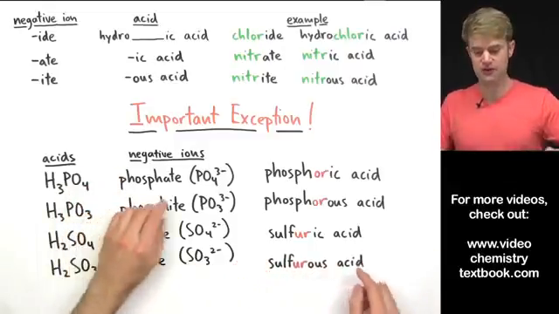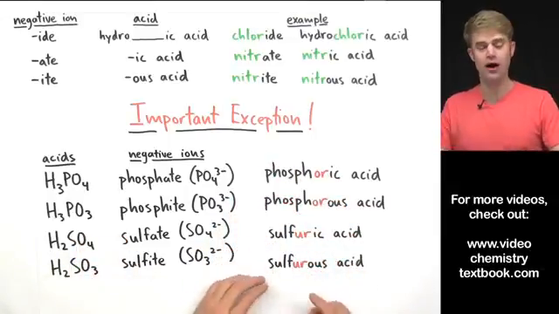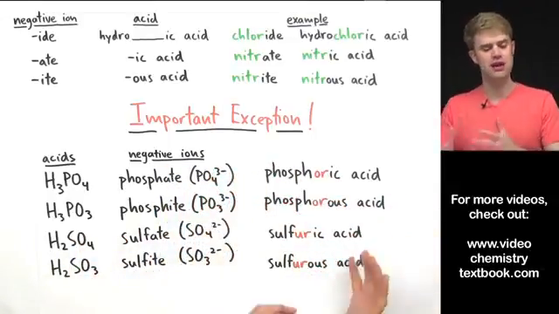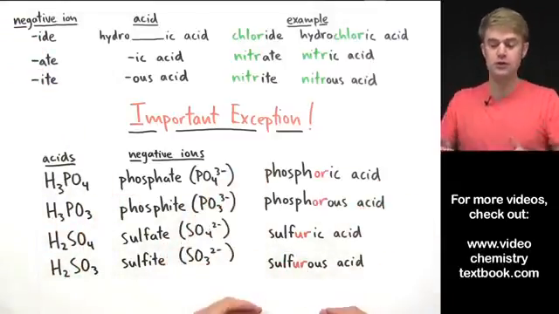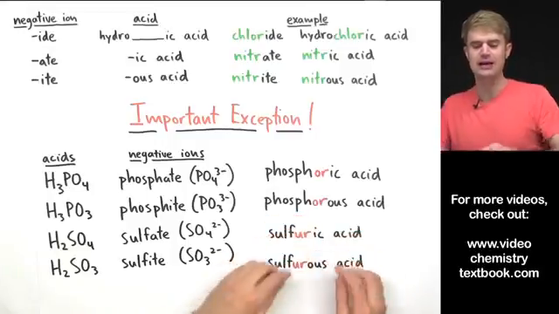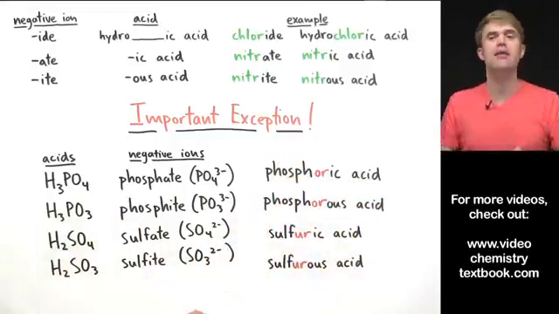So for phosphate, phosphite, we add OR. For sulfate, sulfite, we add the UR. These are the only acids that have names that are a little bit different from the ones that the rules would suggest. Just learn these. They still end in the right ending. It's just this little bit that we got to add in between the ending and the end of the element name.